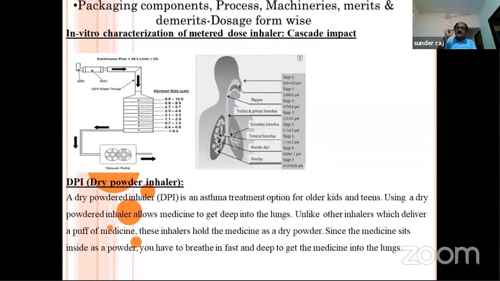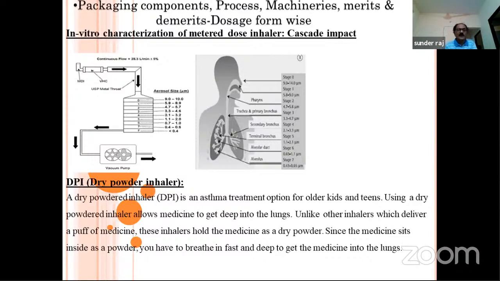Size narrows means, when you press one single dose from the MDI, the individual particle should travel through various stages and reach the final stage, that is the alveoli, which measures 0.43 to 0.65 micrometer. This means the particle size should be below 0.45, then only will it reach the alveoli, go into the bloodstream, get absorbed, and have a therapeutic effect. This is the most important measurement, in vitro testing, to understand at what stages the drug is deposited and how much drug is deposited.